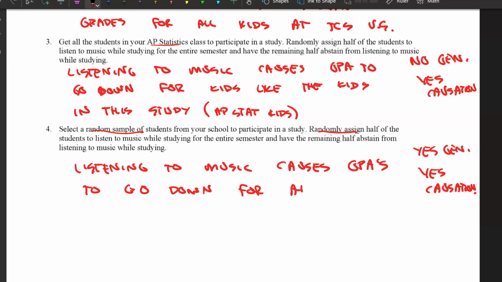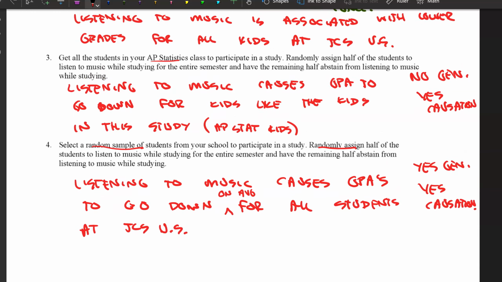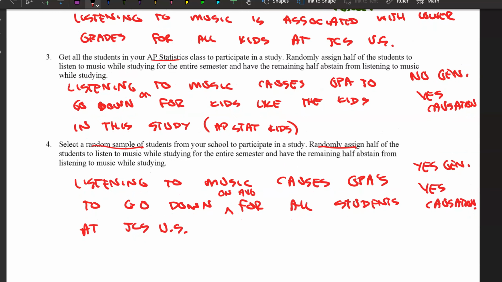for all students. To go down, we could maybe even say on average, right? We don't want to be too powerful in our statement. On average, scores are going to go down. We probably should have said on average on all of them, to go down for all students at JCS upper school. Let's put an on average here. Again, we're just talking about average grades.